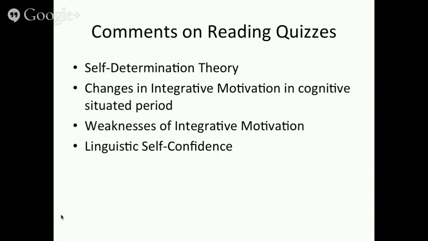Something else I noticed is that people didn't answer all of the questions. So make sure when you do the next quiz that you read through the question carefully to know what you need to answer. For the linguistic self-confidence one, people would often describe what it was and then not answer the part about how it's related to Dörnyei's model of motivation. He looks at anxiety in his model. Linguistic self-confidence is directly related to that anxiety. I needed you to talk about that, and a lot of you didn't because you only answered the first half of the question.